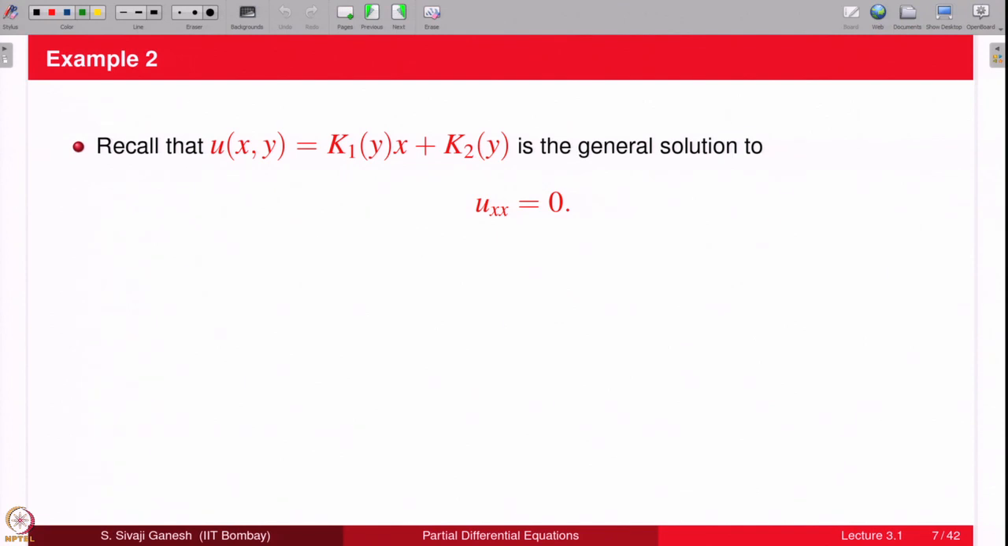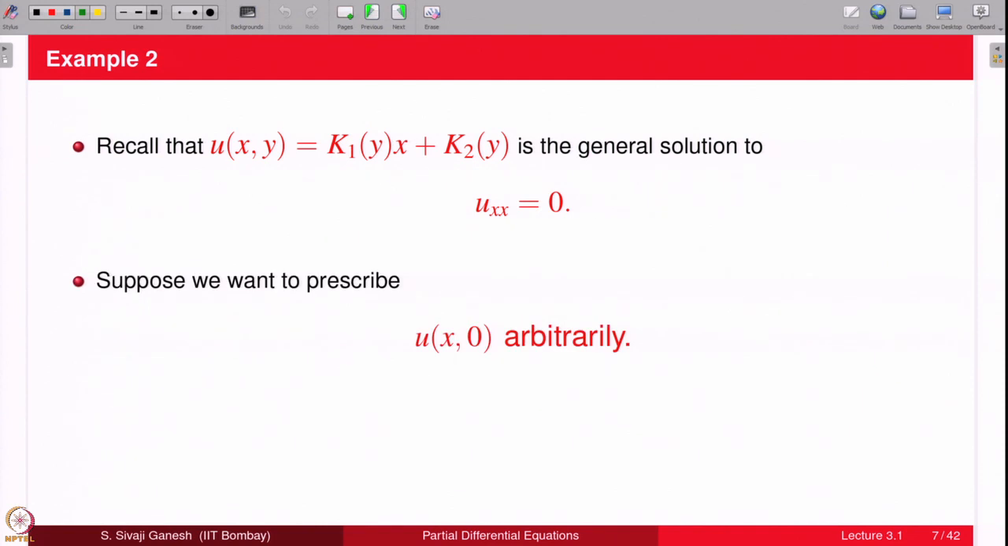Now, let us go to the second example. Equation is the same, we are not changing the equation, u x x equal to 0. Therefore, the general solution continues to be the same. Now, suppose we want to prescribe u of x 0 arbitrarily, what should be that? Can we do it? Is that allowed by the equation? Because immediately the solution is coming like this, right? So, therefore, asking this question is same as asking whether the equation allows us.